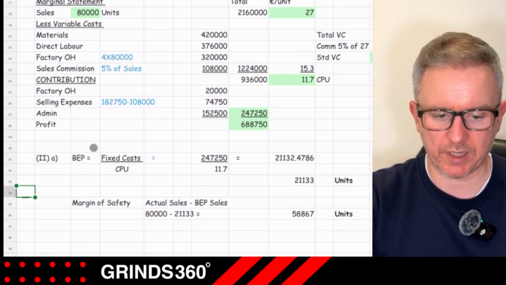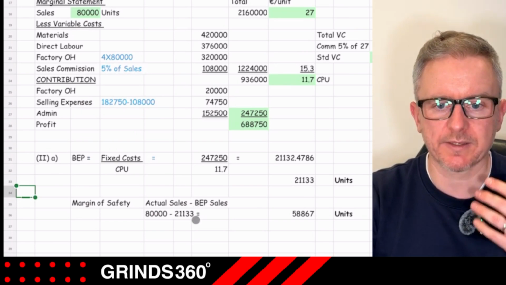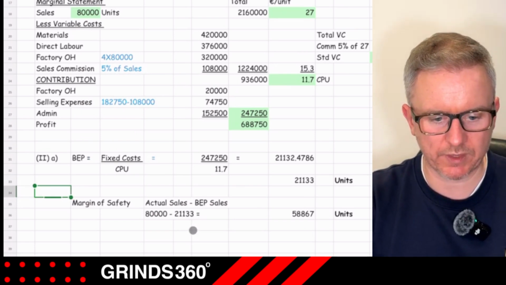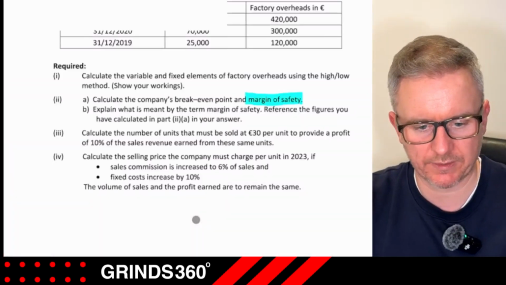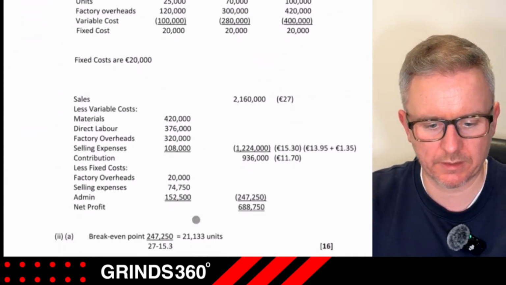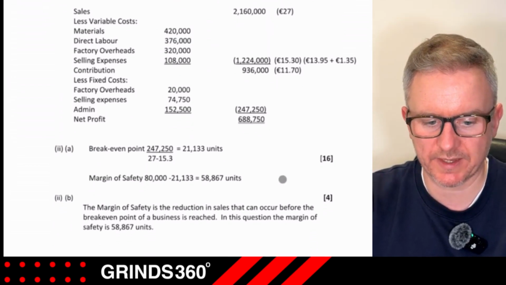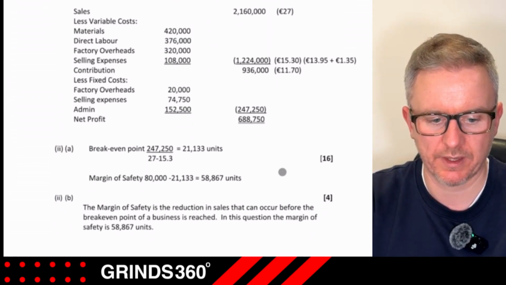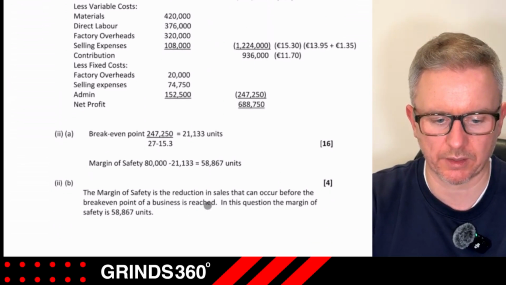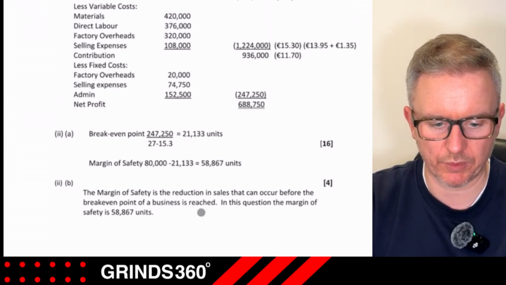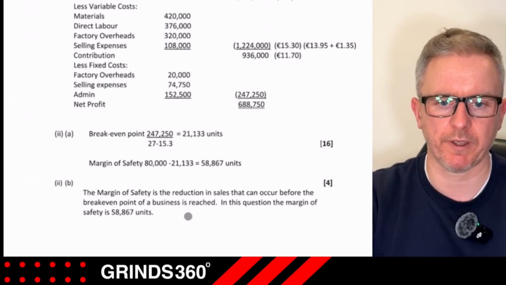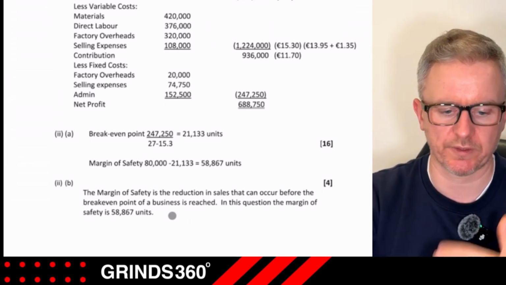So now you have your break-even point, you have your margin of safety, and again these are high mark figures. Just to show you very quickly, if you look at the marking scheme, you can see where the marks are coming in, like 16 marks here. For defining your margin of safety: the reduction in sales that can occur before the break-even point of a business is reached. So the amount I can afford to fall by, and I'm still just covering my costs.